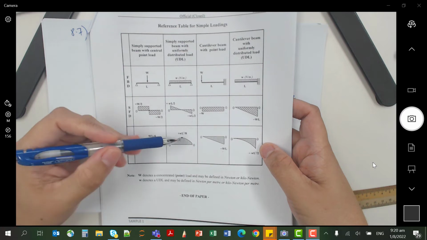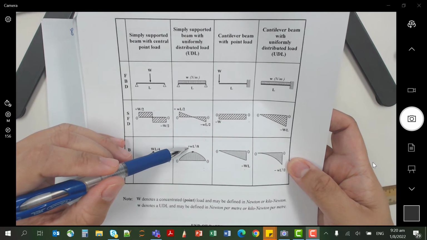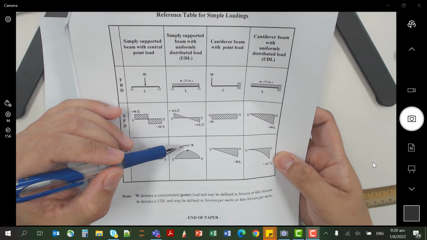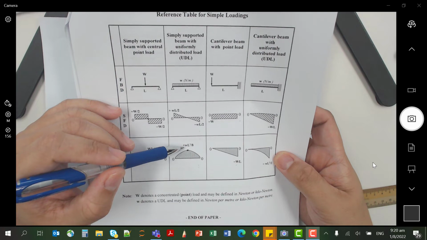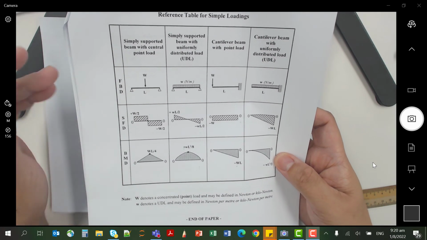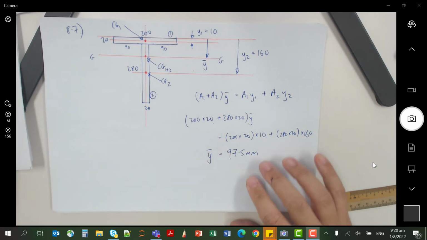The highest moment will be at the center, and the value will be WL square over 8. So the W, you will use the value of 5. The L is 4 meters, which is 4 over here. Later we will see. But first, let's find the CG first.